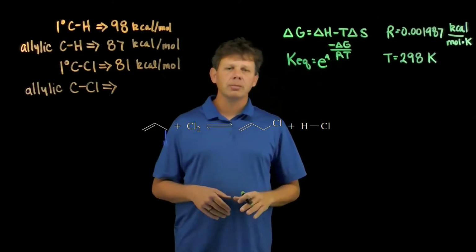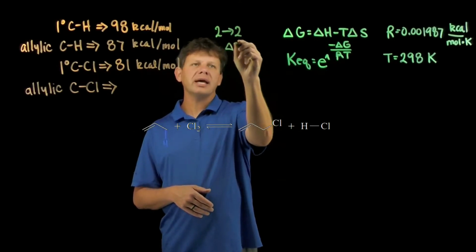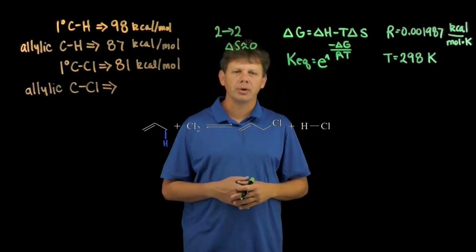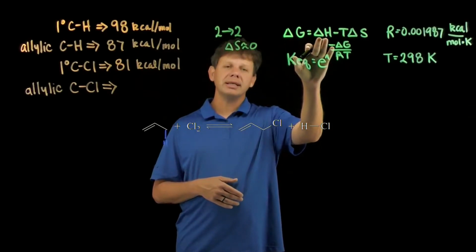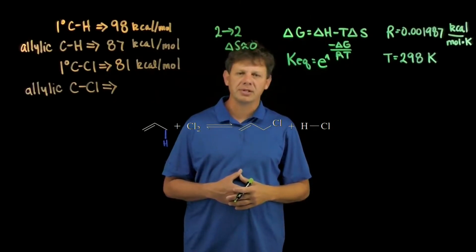This reaction is two molecules going to two molecules, so we know that delta S is approximately 0, or at least that's the value we're going to use for this. What that means then is to get delta G, we only need to get delta H. Delta H can be obtained using bond dissociation energies.